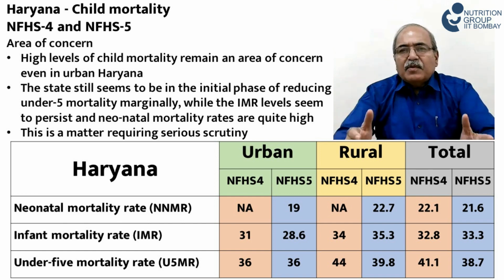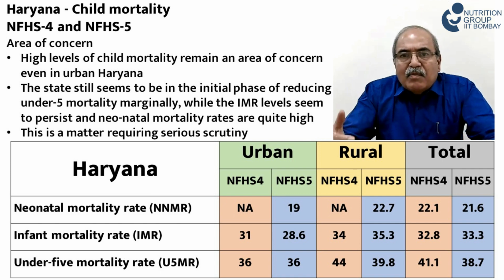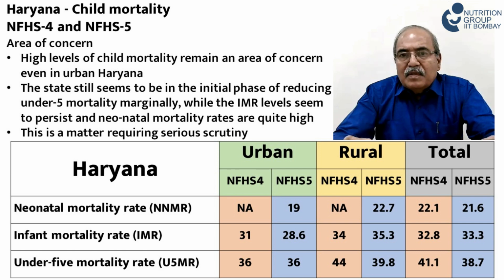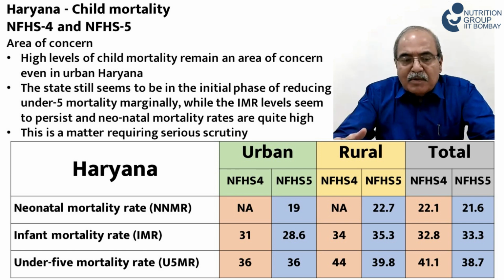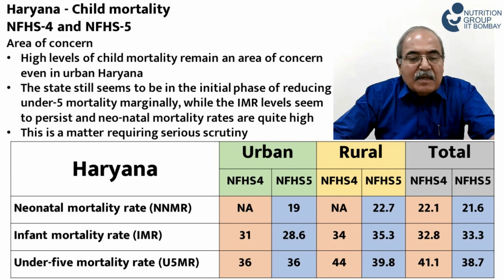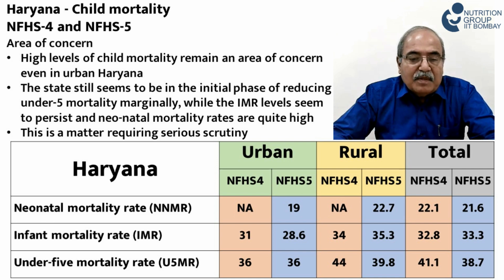The state seems to be in that regime or in that region where reducing under 5 mortality is the first step. Usually what happens is state brings down the under 5 mortality quite significantly, then the IMR goes down significantly, and then the neonatal mortality reduces. So Haryana seems to be still in that domain of reducing under 5 mortality. This is one area of concern.